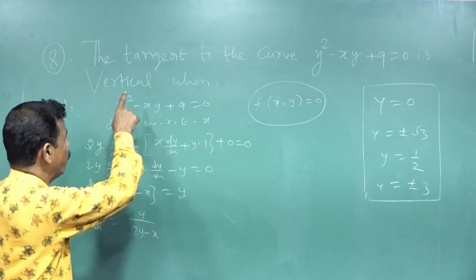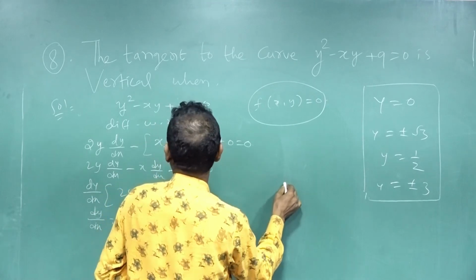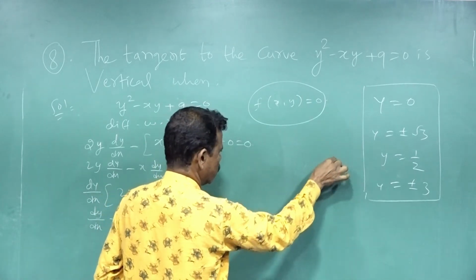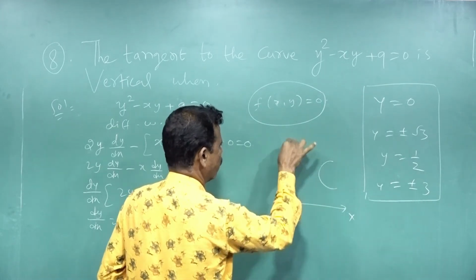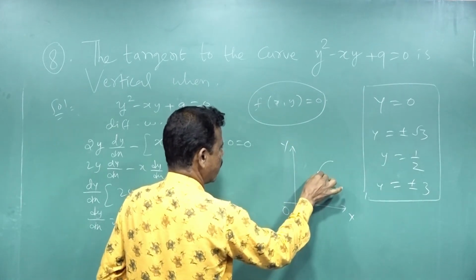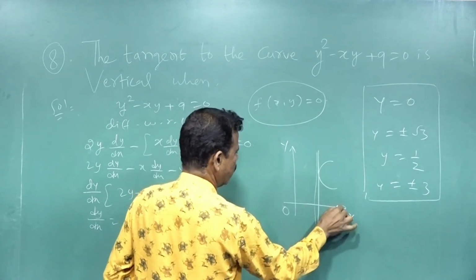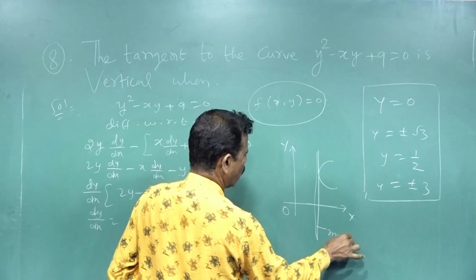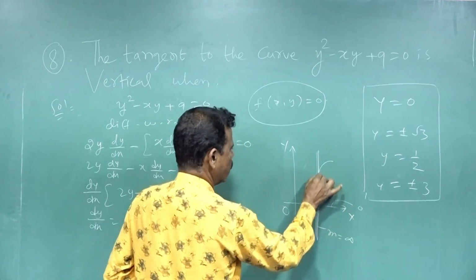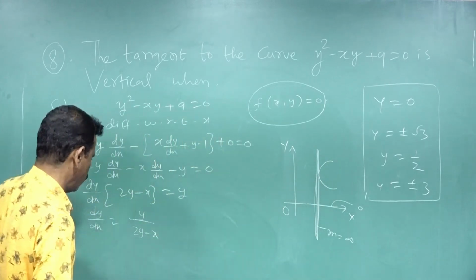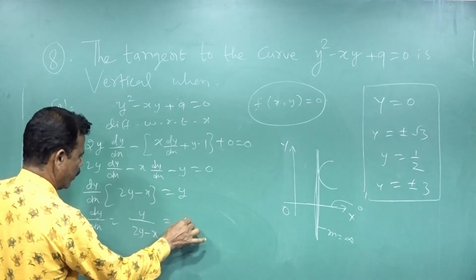So what defines the tangent to the curve? The tangent to the curve is vertical. Suppose this is the curve, with x-axis, y-axis, origin. So this tangent is a vertical line. Vertical line means the slope m is not defined. X-axis slope is 0, y-axis slope is not defined. So dy/dx is infinity.